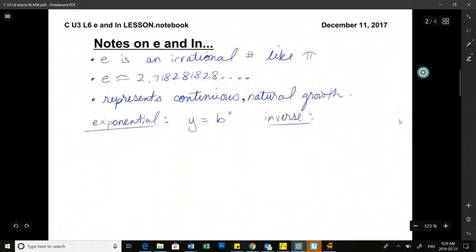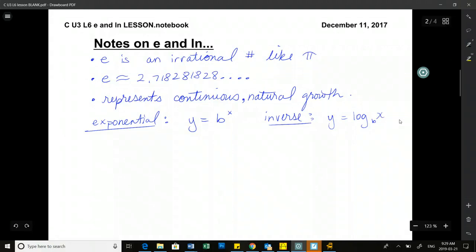anyone remember what the inverse function of a regular exponential is? Zainab? No? Log, yeah. So it's y equals log base b of x. Okay, so those two functions are inverses of one another.